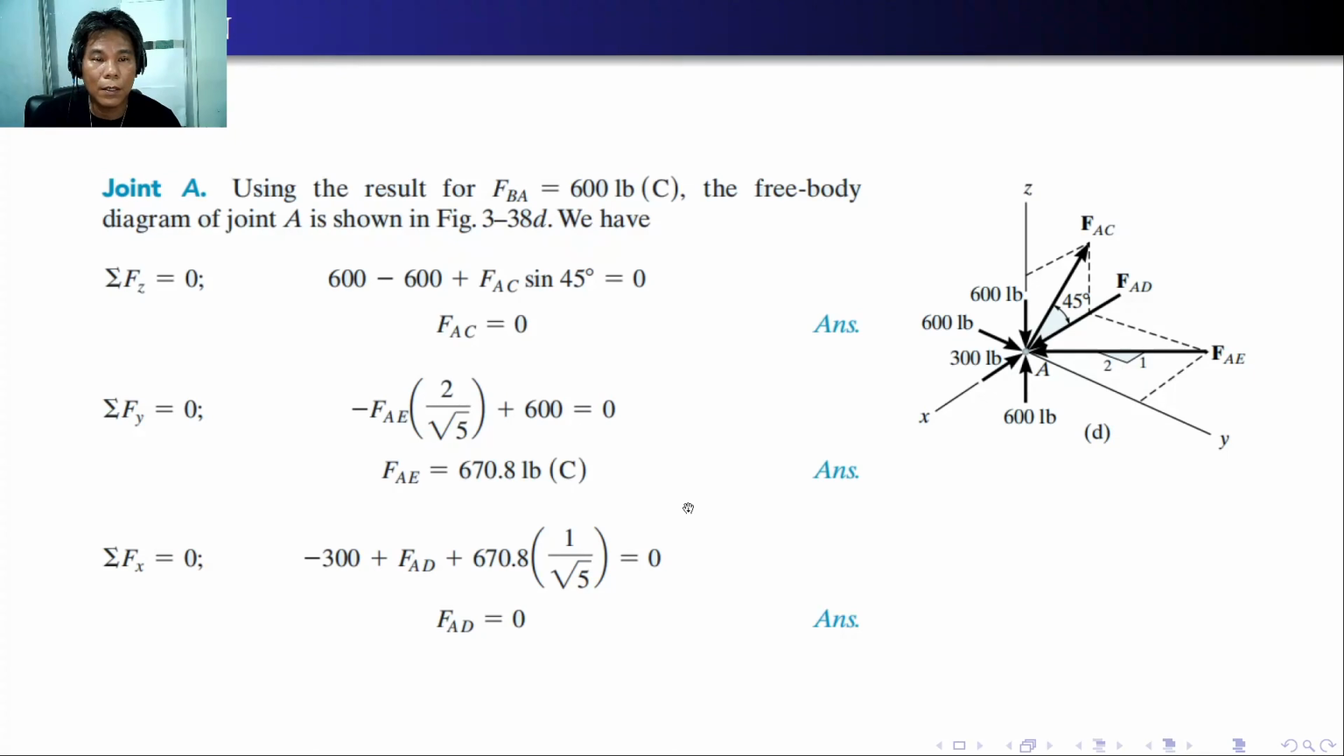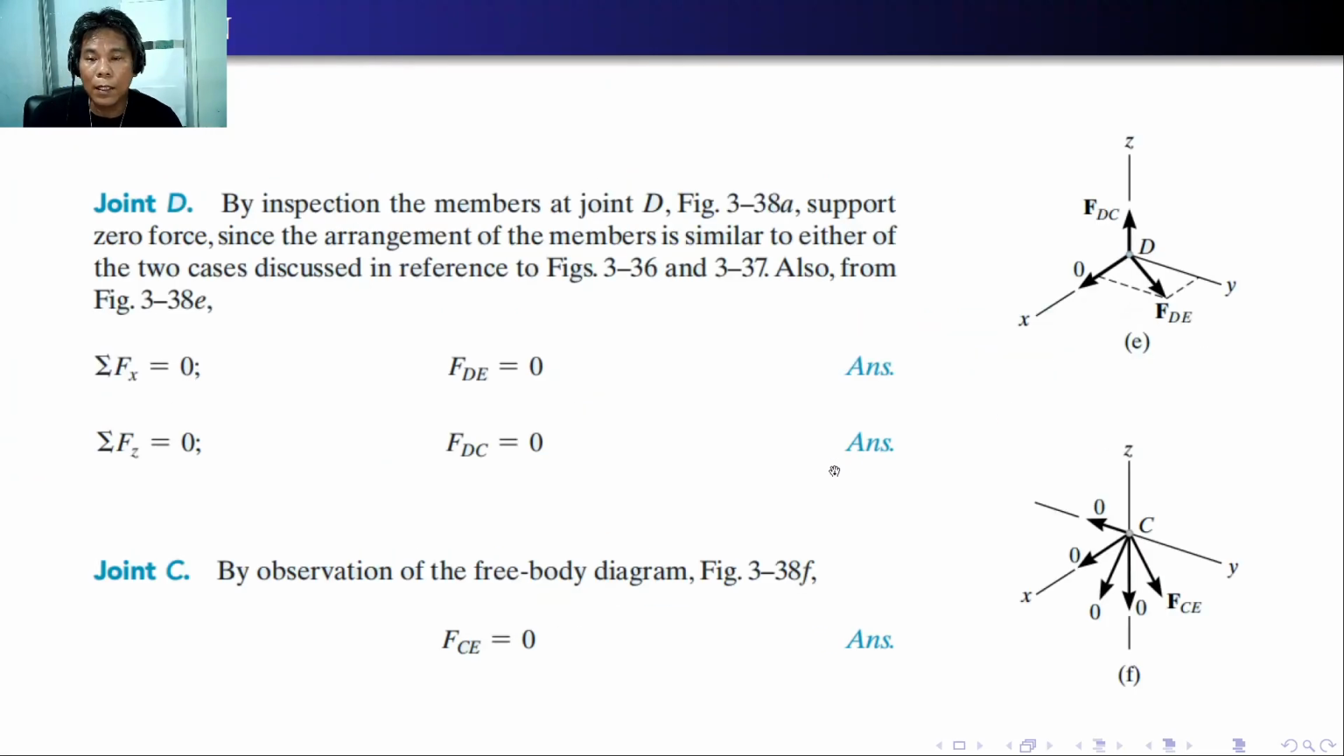Also at joint E, using the result for FB, which is 600 pounds in compression, the free body diagram of joint E is shown here. And we can apply summation of forces in z, y, and x to determine the corresponding unknown forces. At joint D, by inspection, the members at joint D support zero force since the arrangement of the members is similar to either of the two cases discussed in reference to figures 3.6 and 3.7. So here, FD is 0 and FDC is 0.